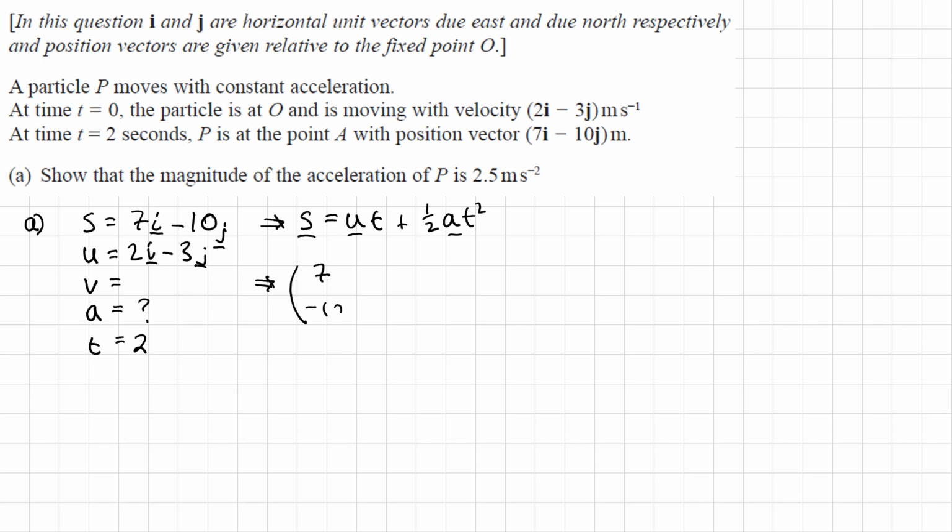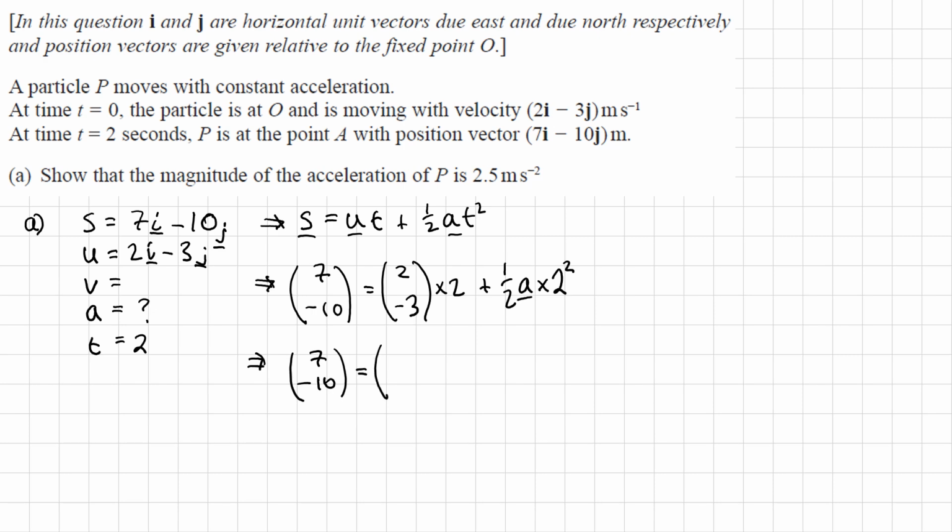So 7, minus 10 for s is equal to u. So that's 2, minus 3 times t, which is 2, plus half a, the acceleration, times t squared, which is going to be 2 squared or 4. So let's work from there, see what we have. So 7, minus 10 is equal to, times the u by 2, so we've got 4, minus 6. And then what happens here is we're going to have half times 4, so 2. So plus 2a.